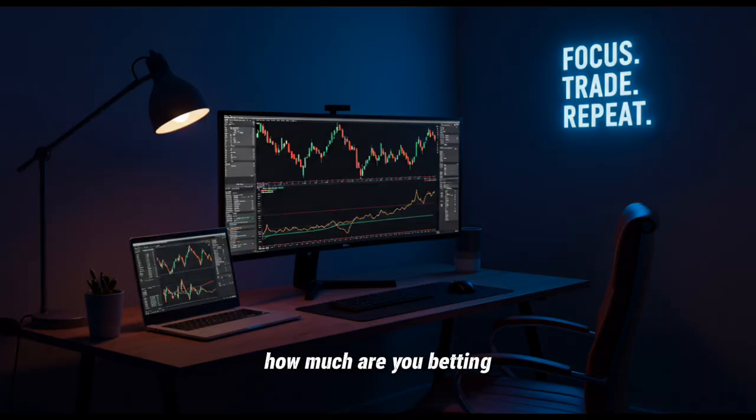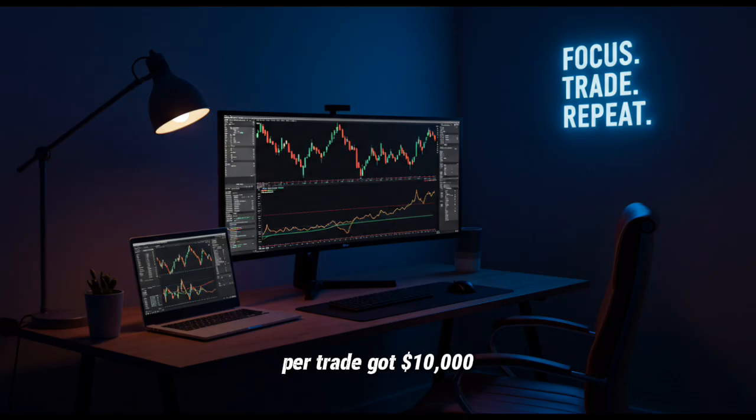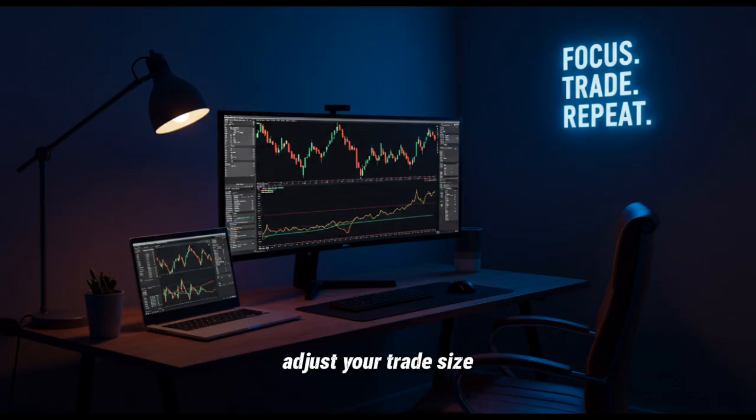How much are you betting? A smart rule is to risk only 1 to 2% of your account per trade. Got $10,000? That's $200 at stake. Adjust your trade size so a stop loss hit doesn't cost more than that.